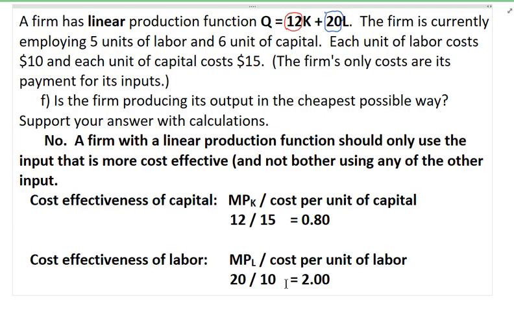Each dollar spent on labor increased production by 2 units. Each dollar spent on capital only increased production by 0.8 units. This firm does not have to use any capital at all. In other words, if you set K to 0, you can still get a nice quantity by using the right amount of labor. So why did they use this capital? They should not have. They should have only used labor.